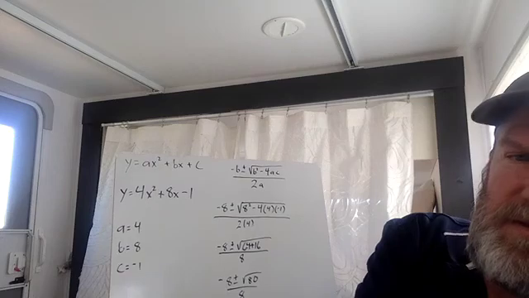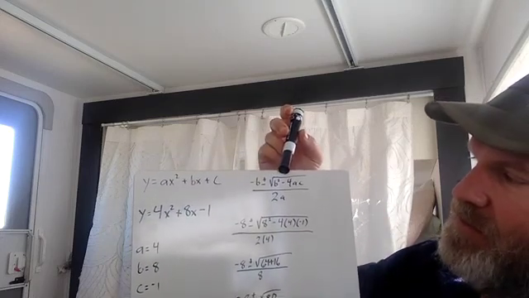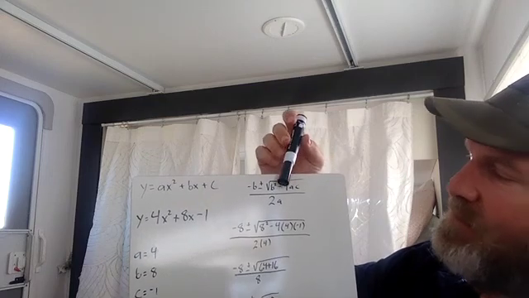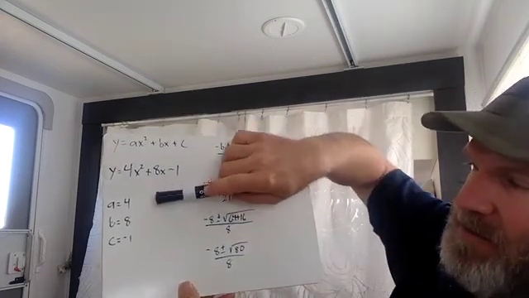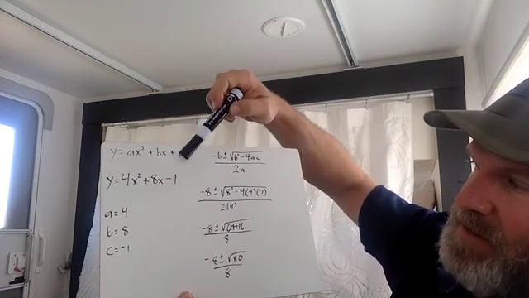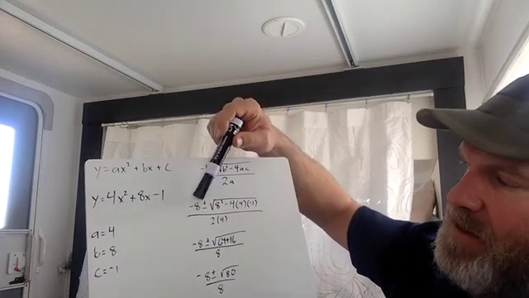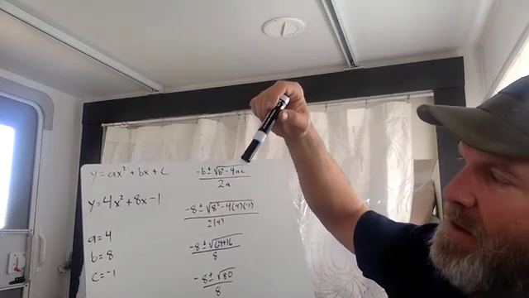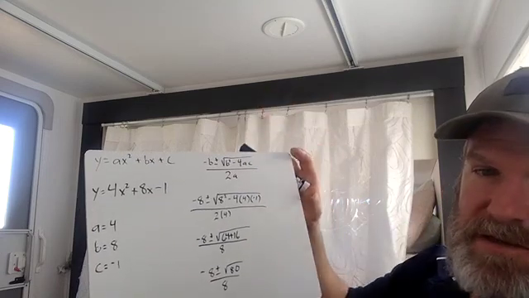And then I wrote down the crazy formula for you to use: negative b plus or minus the square root of b squared minus 4ac, all over 2a. And then on the side, I wrote down what a, b, and c are. It's 4, positive 8, and negative 1. So here I substituted those into the equation: negative 8 goes in for b, 4 goes in for a, and negative 1 goes in for c.